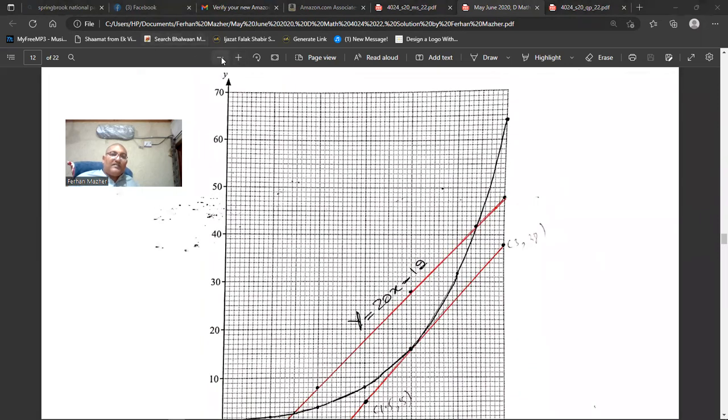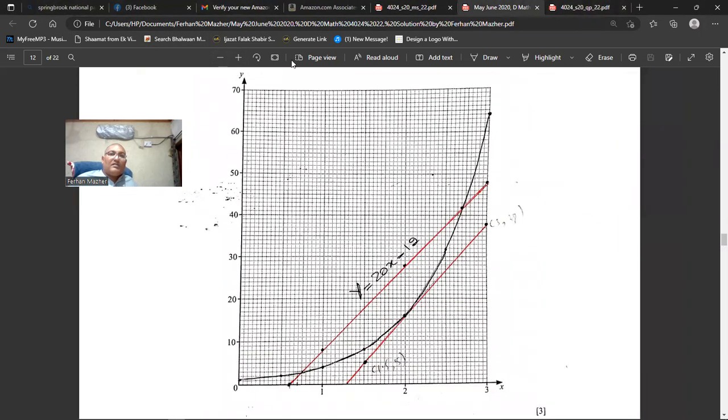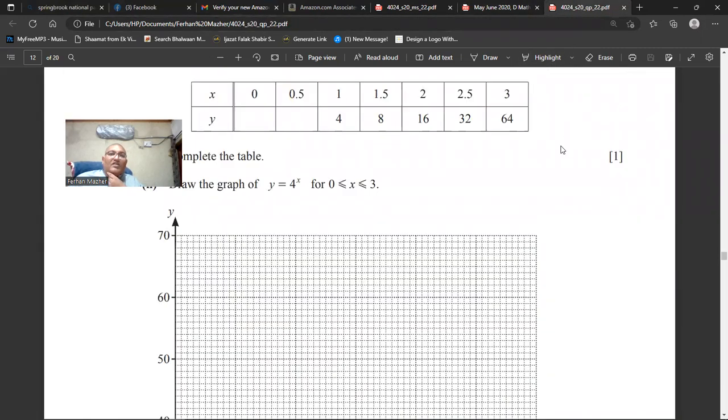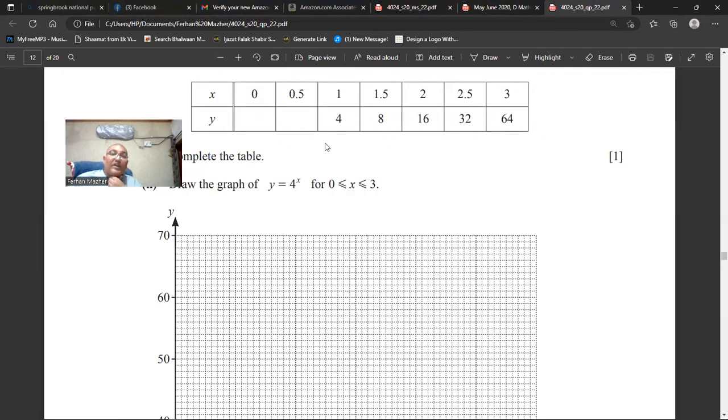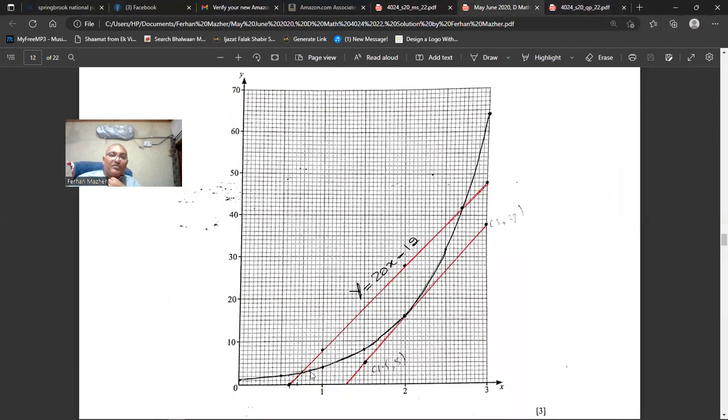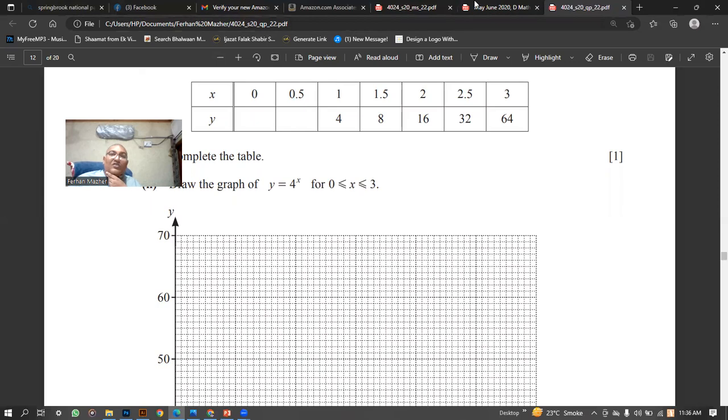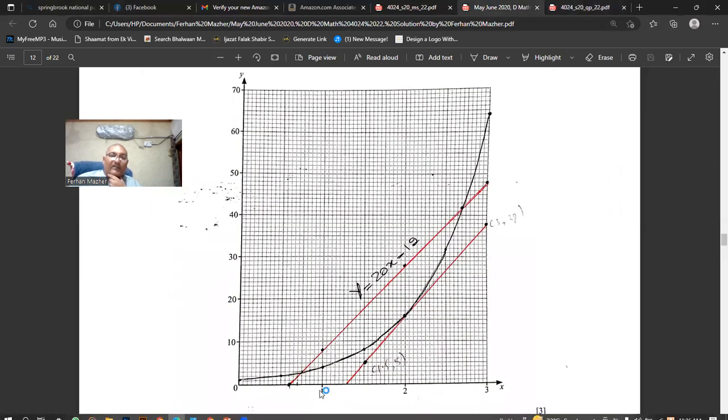Let me reduce this. At 0, the value will be 1. I will put this dot. At 0.5, the value will be 2. I will put this dot. And at 1, the value will be 4. I will put this dot.